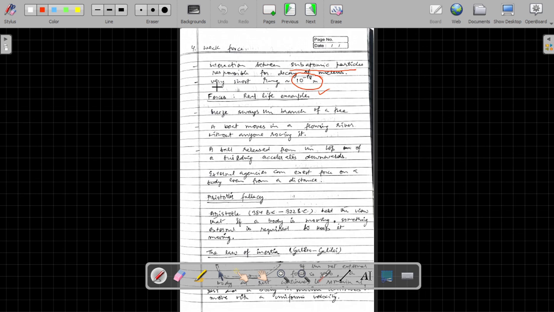Interaction between subatomic particles responsible for decay of the nucleus. So when we talk about the weak nuclear force, the weak nuclear force is responsible for the decay of the nucleus. It acts at a very short range, that is 10 to the power minus 18 meters.